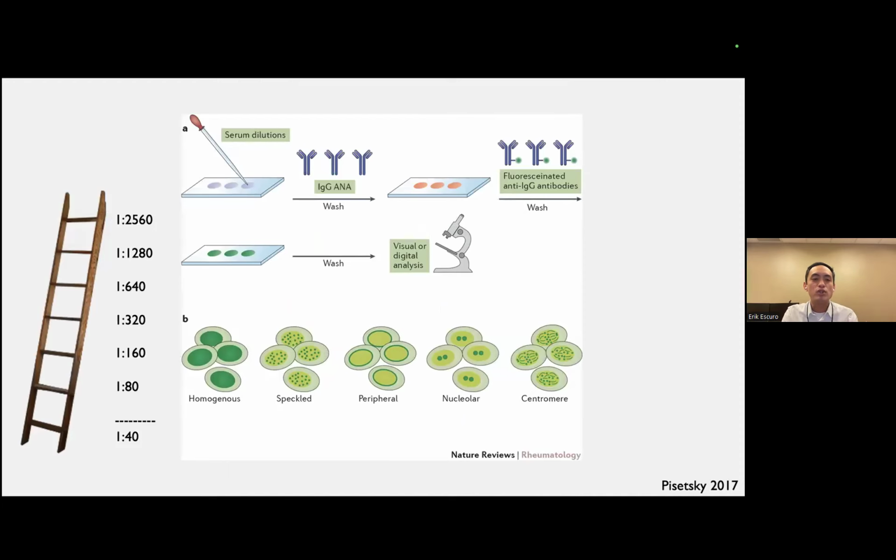So going back to our patient scenarios, you might remember when I said ANA was positive and I gave a number, right? 1 to 160, 1 to 640, 1 to 2560. I like to think of it like a ladder.